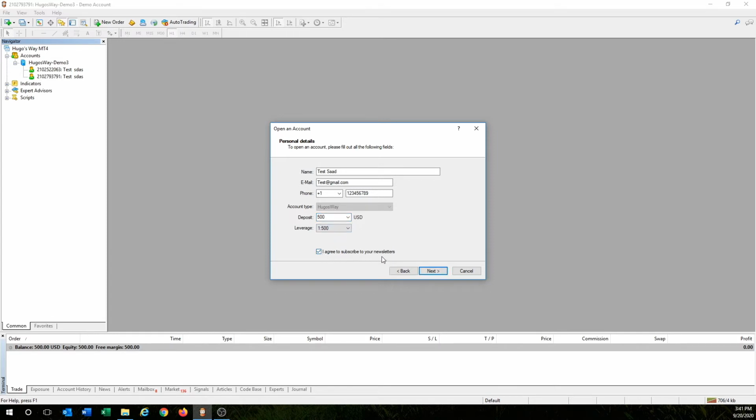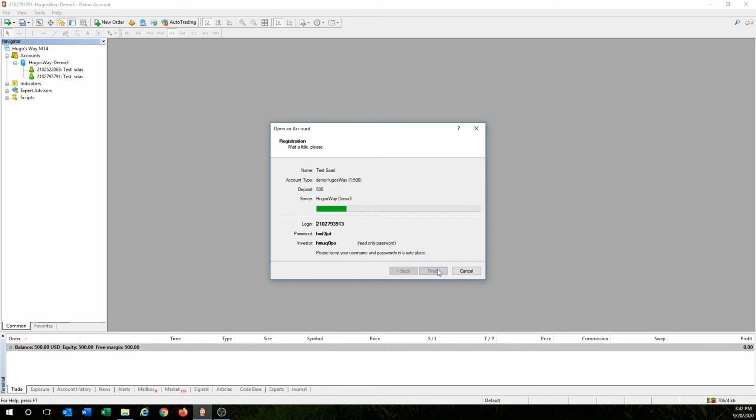Just hit agree to newsletter. If you don't get this button to highlight here, just make sure this is checked like this, and you should get this Next button highlighted. And if you have any red columns here, then you need to enter some information a little differently. So we're just going to hit Next.